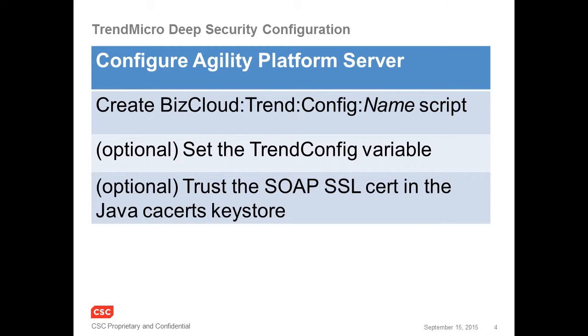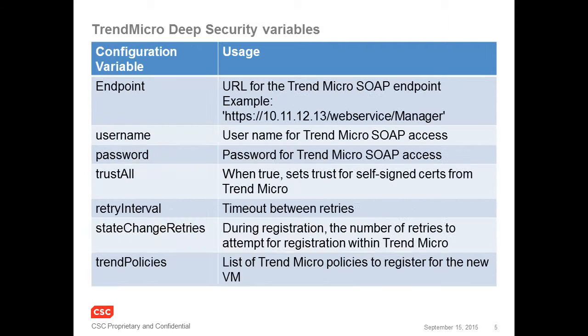Now on the Agility Platform server, we have to create a BizCloud trend config name script. If you're only going to be using for your entire Agility Platform server one TrendMicro server, then that name can be default. So it'll be BizCloud trend config default. If you'd like to have multiple TrendMicro servers and actually have one container talk to that and a second container talk to the other one, then you'll set the trend config variable on that container and you'll create a script that has BizCloud trend config name, or whatever that name is, in that script. So you can have multiple scripts, one per those config variables. Most of the time we'll just use one script with default, but that's what we're looking for.